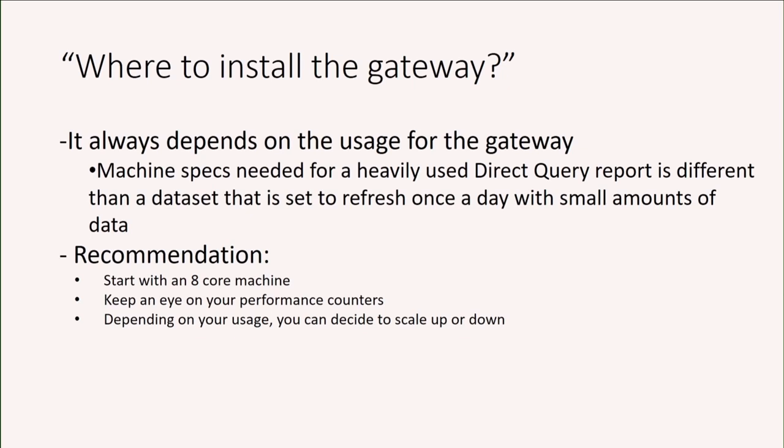If you have a really light load on your gateway, you can have as many data sources on one gateway on one machine, and we can ensure that it will run smoothly. Our recommendation has always been to start with an 8-core machine if it's available, and then keep an eye on the performance counters. One thing that the enterprise gateway supports is giving you performance counters that you can build reports on, and you can remotely access them and see how your gateway is doing.